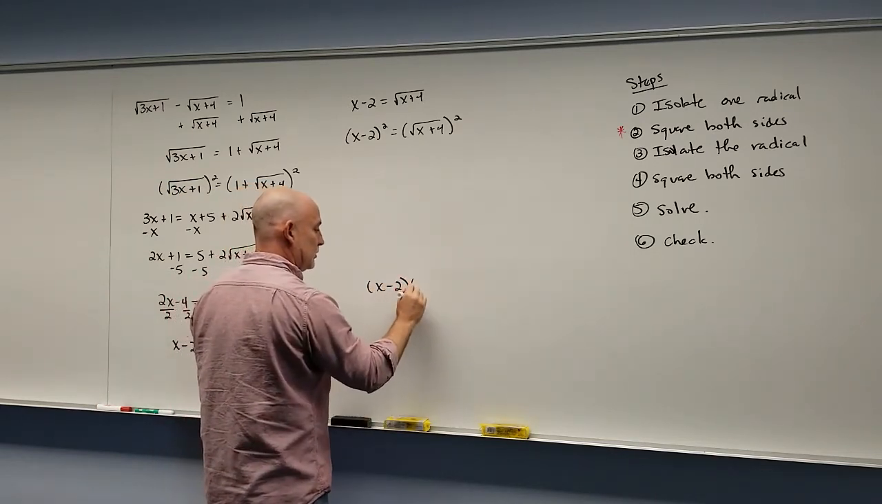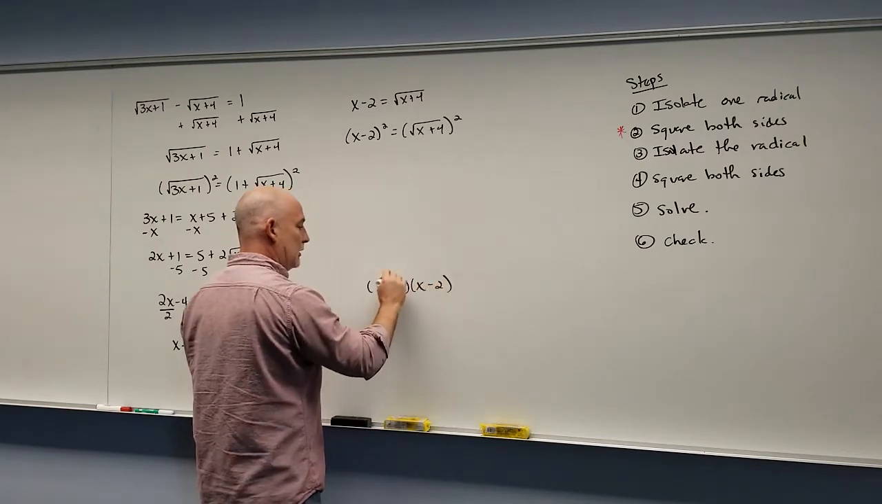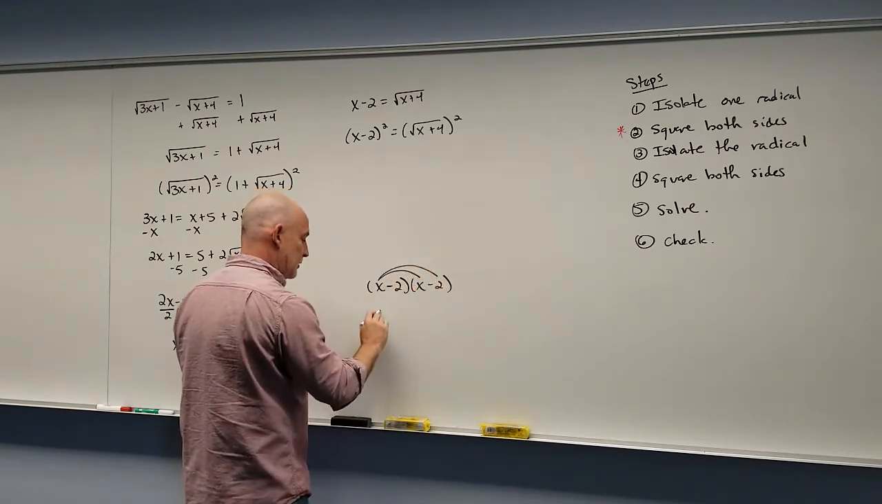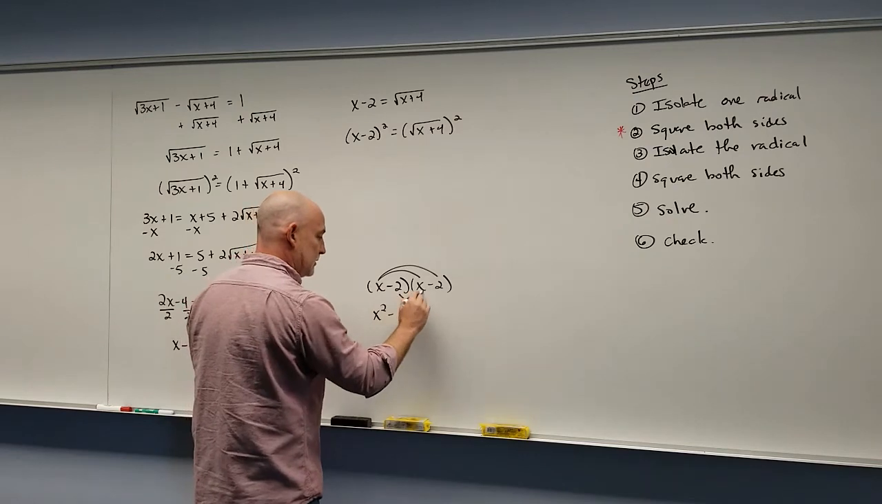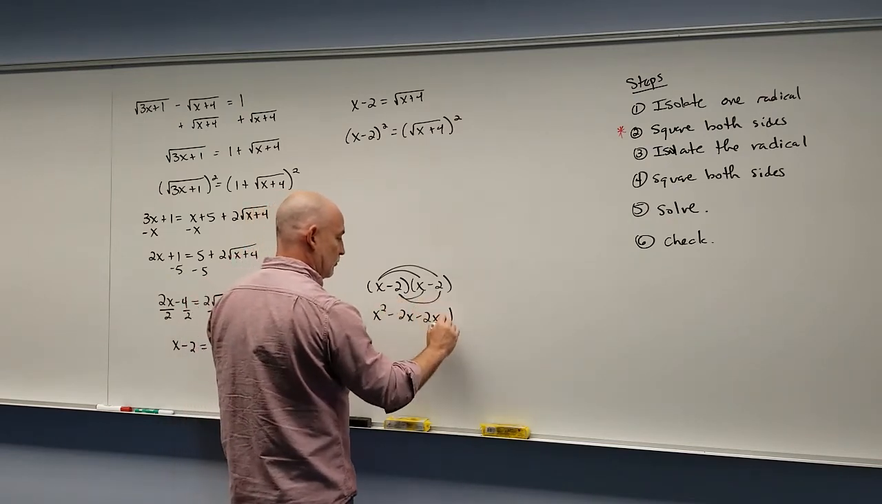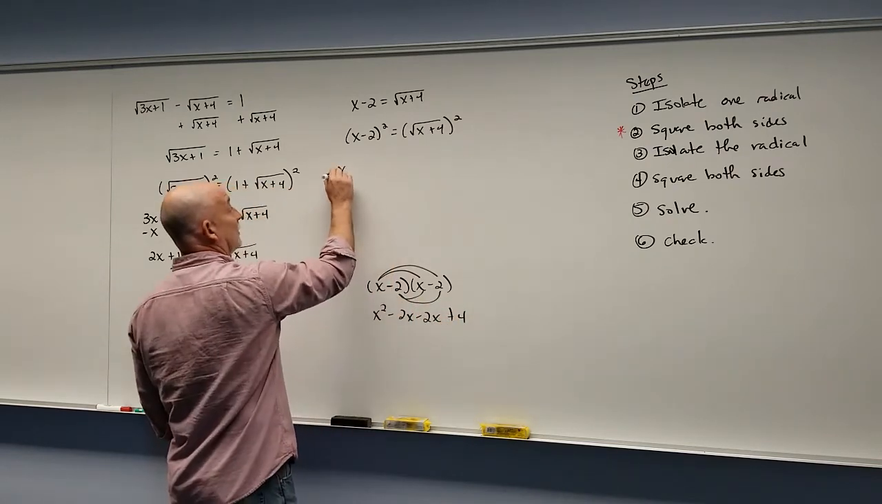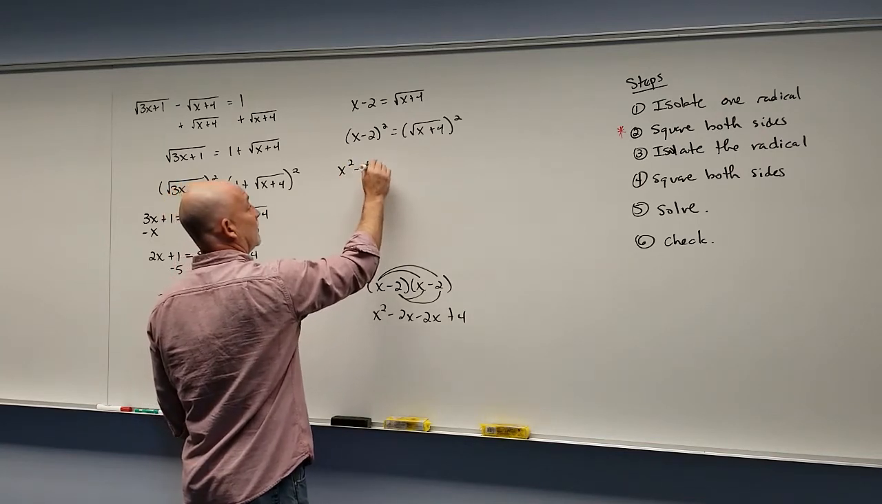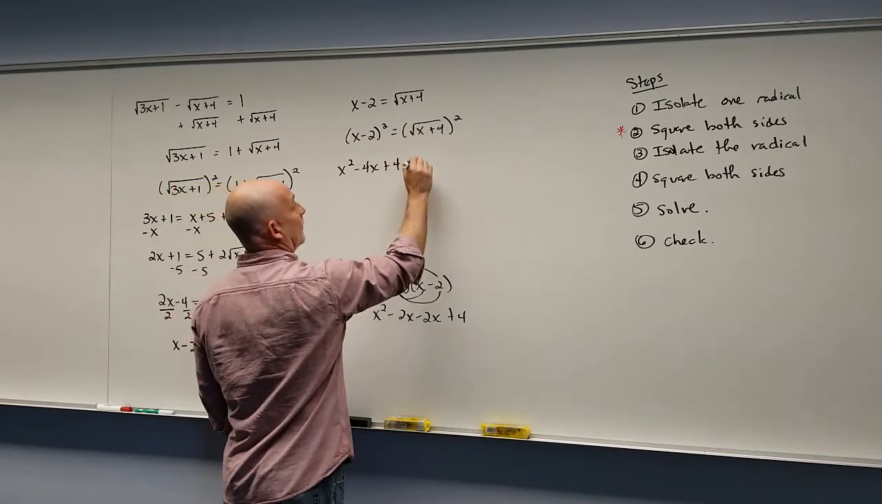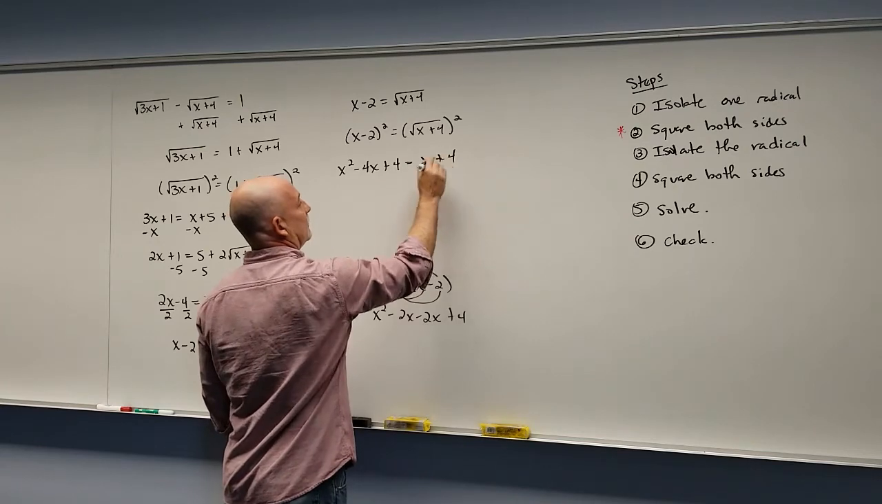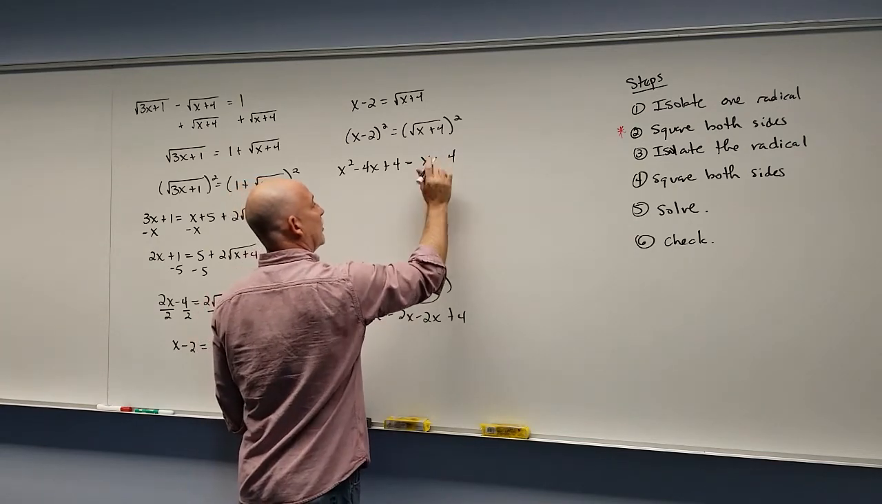That's x minus 2 times x minus 2. Again, you can use that formula we used this semester. That's x squared minus 2x minus 2x plus 4. So on this side, when we combine our like terms, we have x squared minus 4x plus 4. On the right-hand side, that's only one term, so all you've got to do is just square the square root.